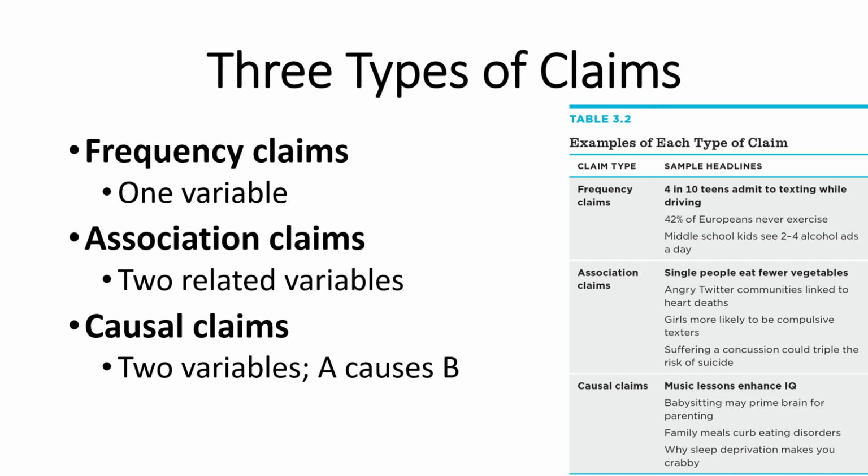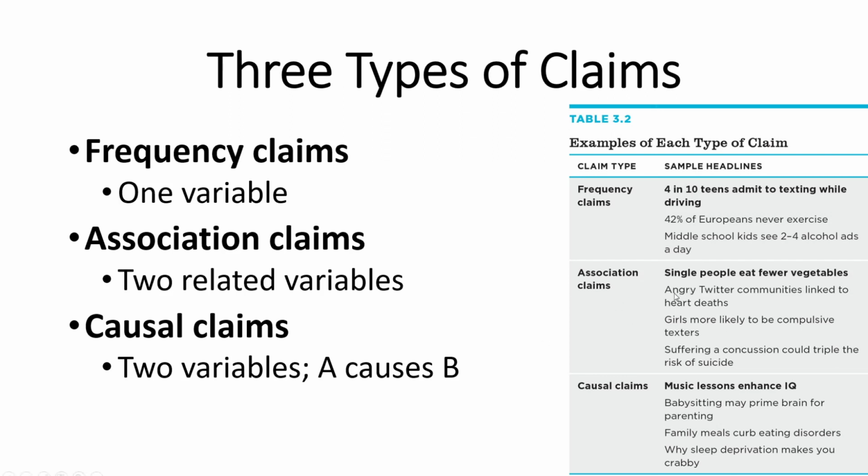When we're quantifying this sort of relationship, fewer vegetables, then what? And you can usually figure out what they're getting at. So fewer vegetables than non-single people eat. And so we're comparing or relating a person's marital status and how many vegetables they eat. We're forming an association between those two variables.